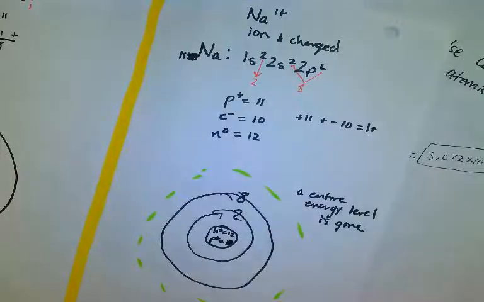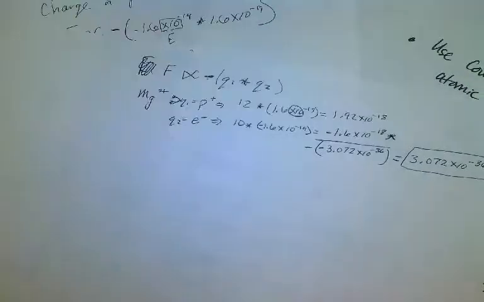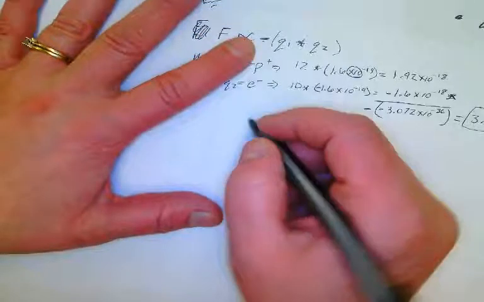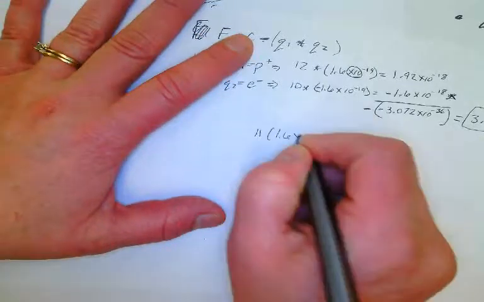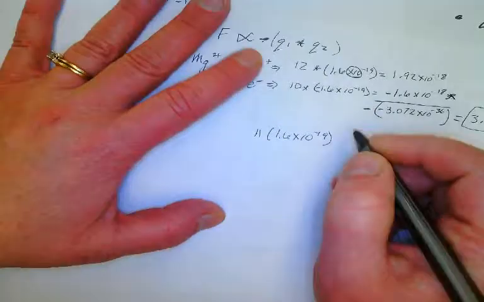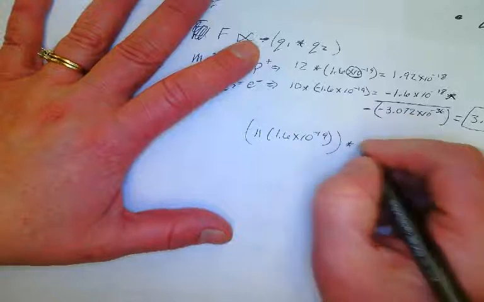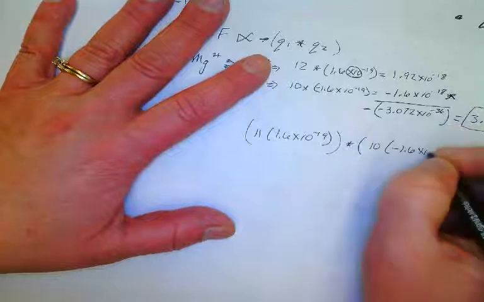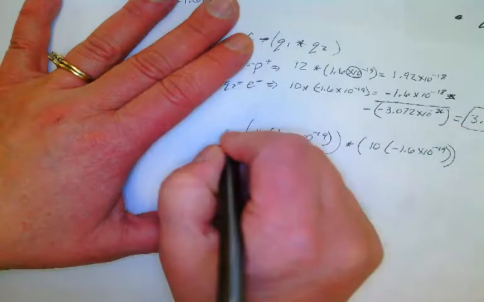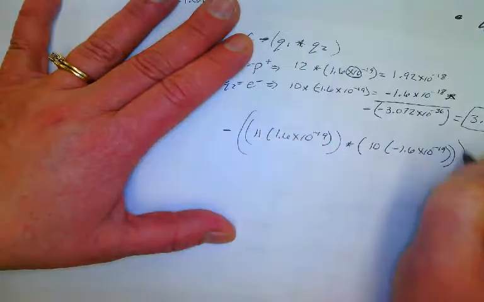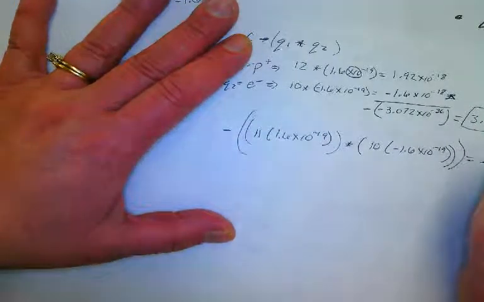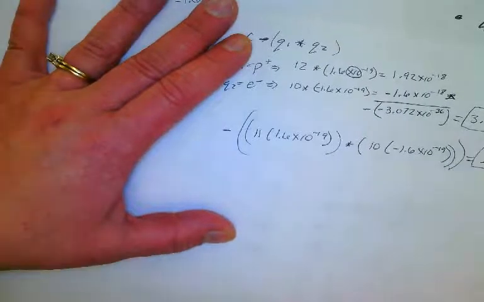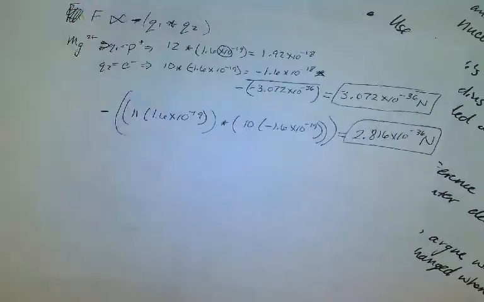What did you get? Good job. So you should have 11 times 1.6 times 10 to the 19, right? And then you should have that times 10, all of that with the negative. And you should get 2.816 times 10 to the negative 36. Do you agree with that?